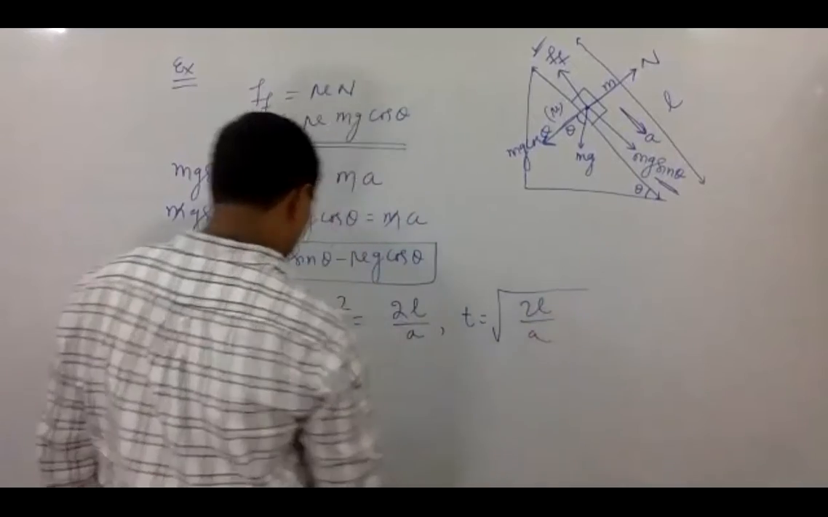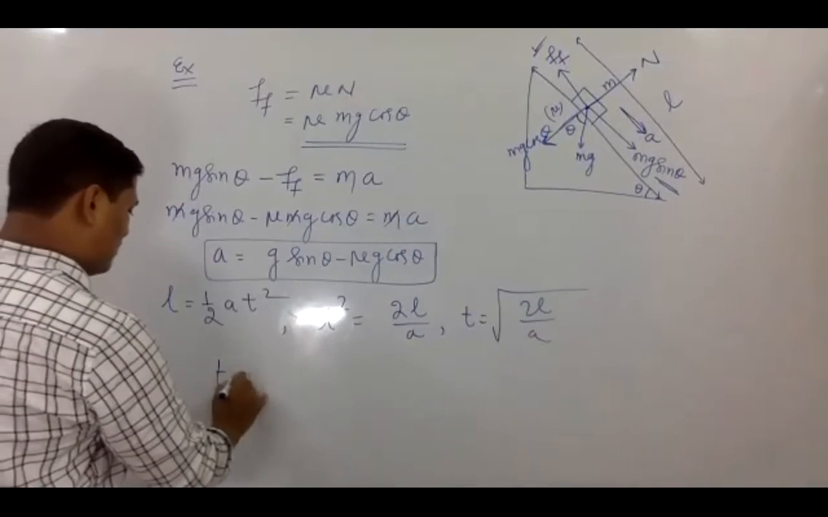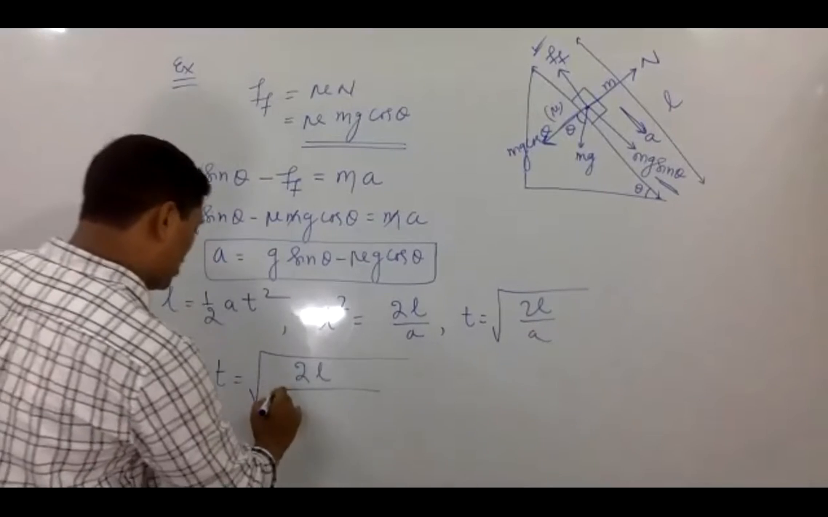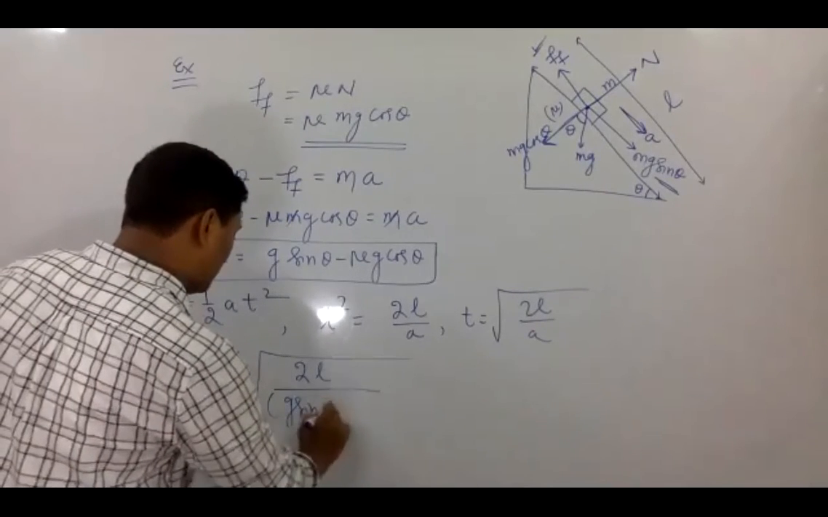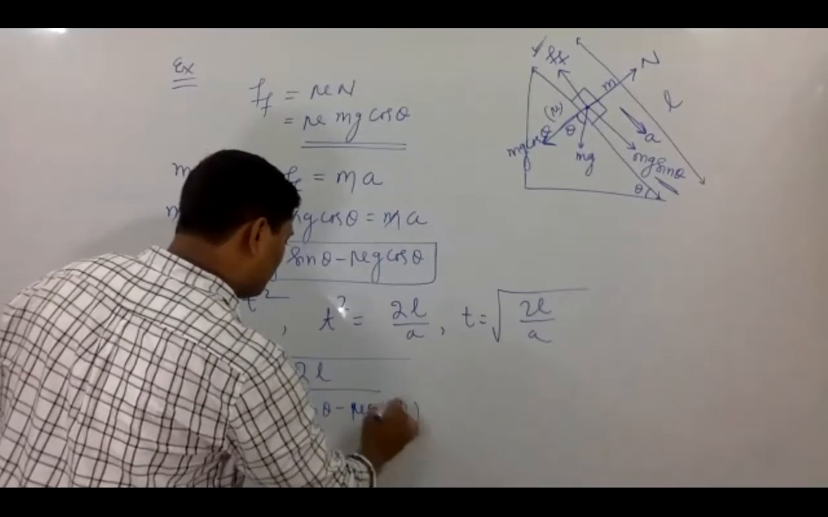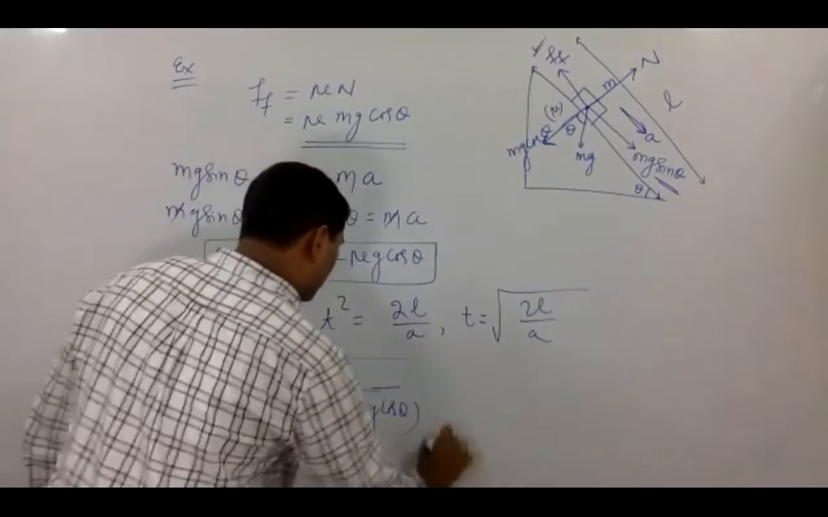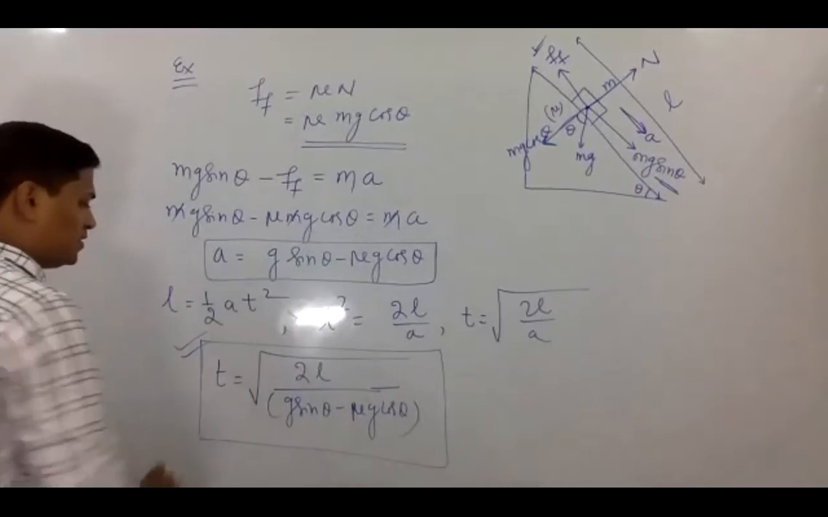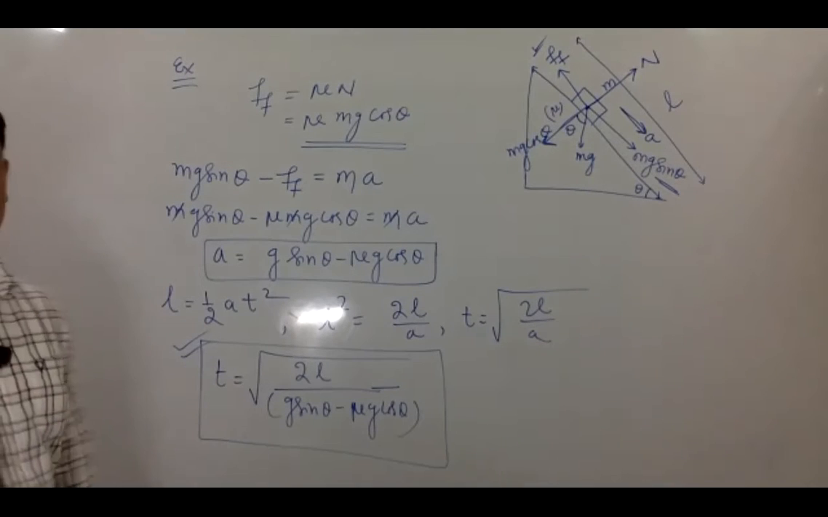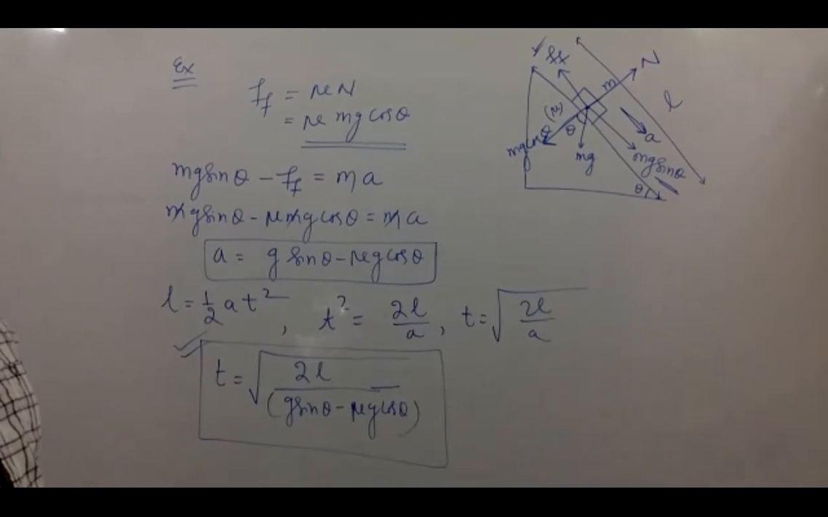By putting the value of A, the time is root over of 2L divided by g sin theta minus mu g cos theta. This is the time taken by the body to reach the ground. Just see and ask the doubt.